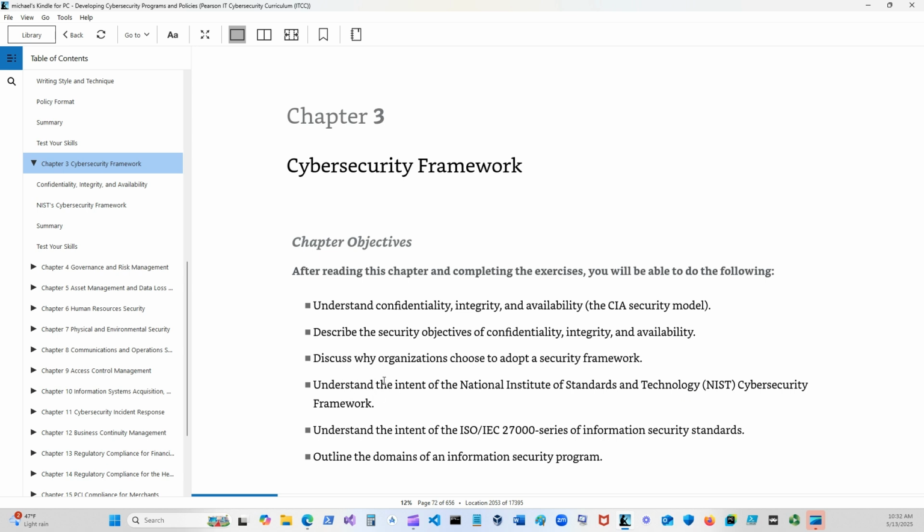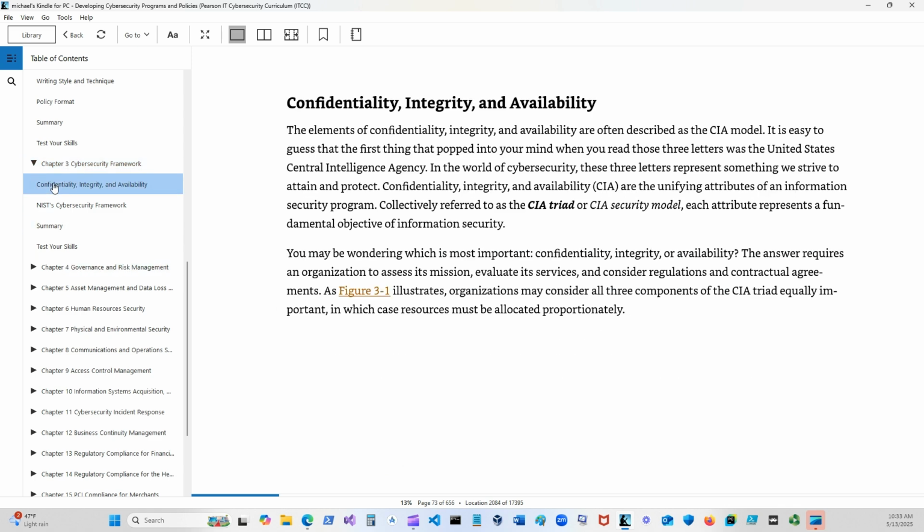So you need to understand the intent. Okay. Understand the intent of the ISO/IEC 27000 series of information security standards. Outline the domains of an information security program. Okay. Now we all know what confidentiality, integrity, and availability is. If you don't, look that up.